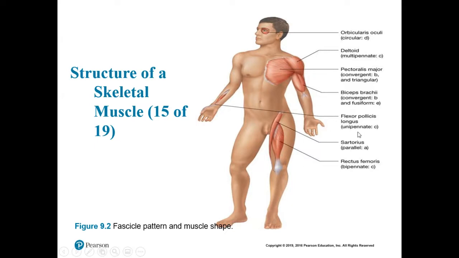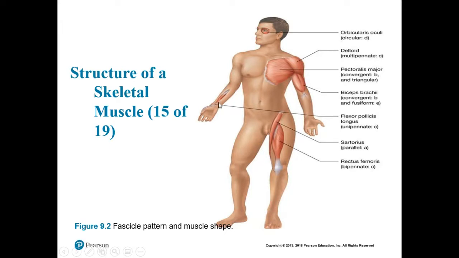We have unipennate muscles, meaning they only have one head, right? And that one head would act as the insertion point, right? Like, for example, the flexor pollicis longus. So this muscle right here originates from the proximal ulna and radius, and then it inserts onto the digits.